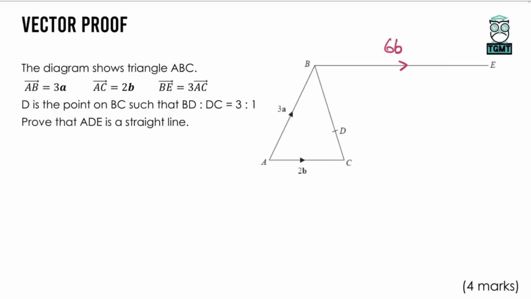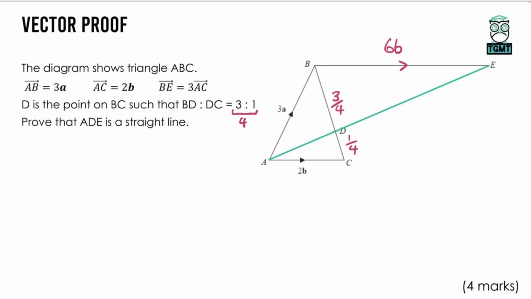It says D is the point on BC, such that B to D and D to C is 3 to 1. So that is out of 4 parts, so that is 3/4 and 1/4. So that's how far along the line it is. It says prove that ADE is a straight line. Now these questions where it's asking you to prove that something is a straight line, I would say are some of the nicer versions of these questions. So this is a relatively nice vector. We're going to have a look at proving that that is a straight line.